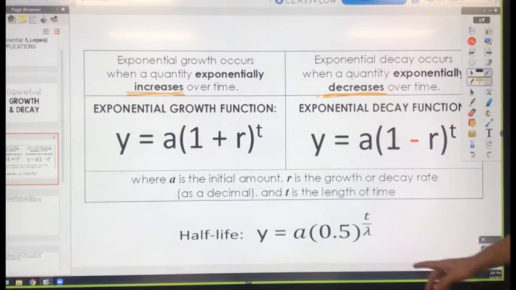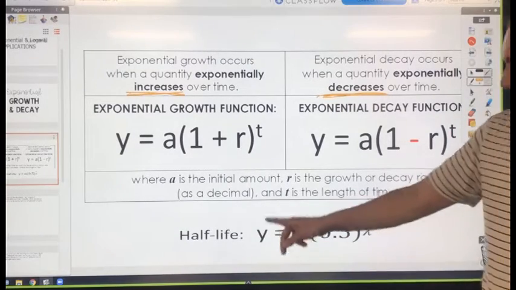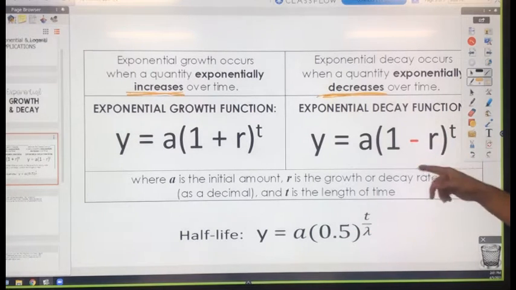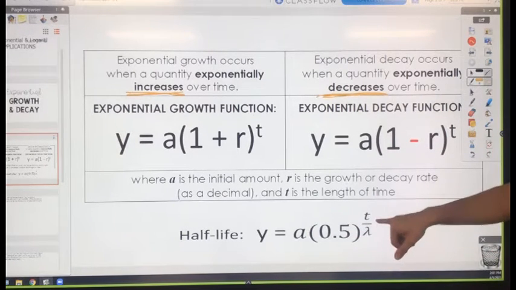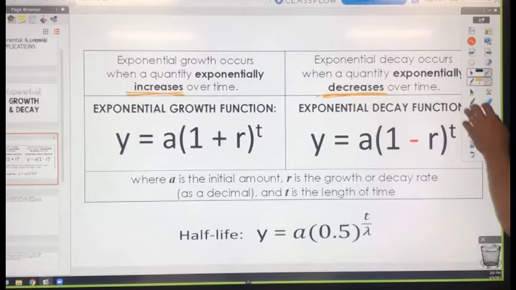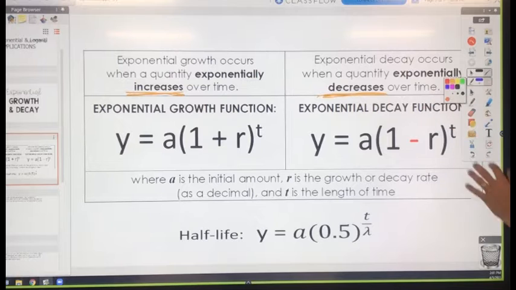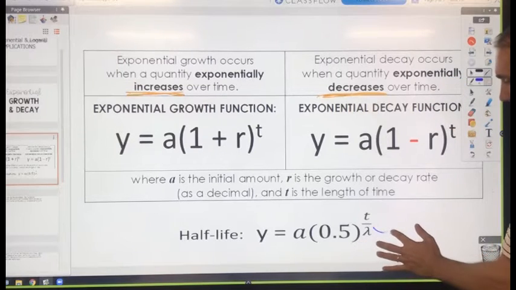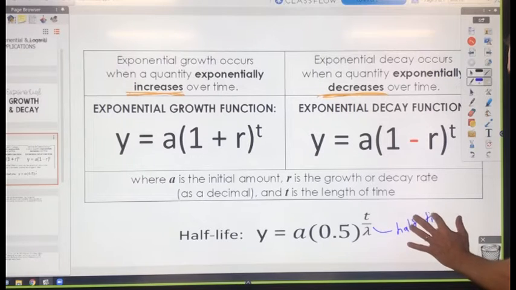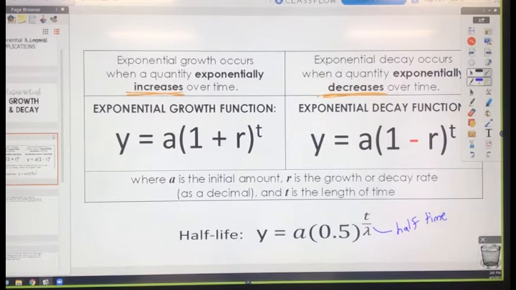We're also going to talk about half-life, and here's the formula for half-life. Y equals a times 0.5, because my rate is half in each time, to the power of t over lambda. And I'll explain what this means when we get to it. But this lambda is basically representing your half-life. How much time it takes for your material to reach half its existence.